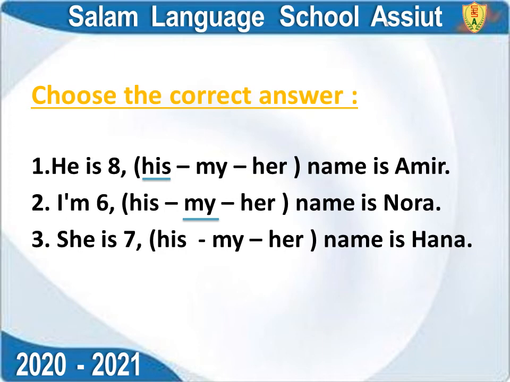Number three: She is 7. His, my, her name is Hannah. Her. Excellent. عندنا she بتاخد صفة الملكية her. She is 7. Her name is Hannah.